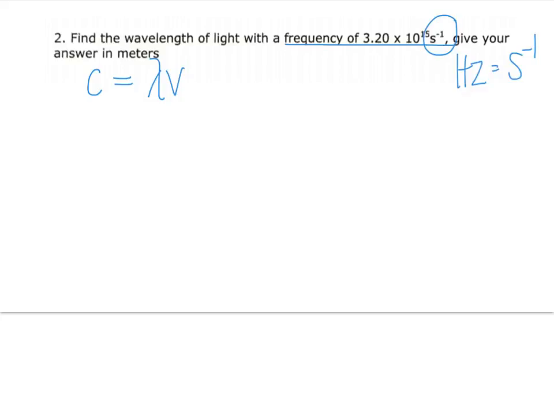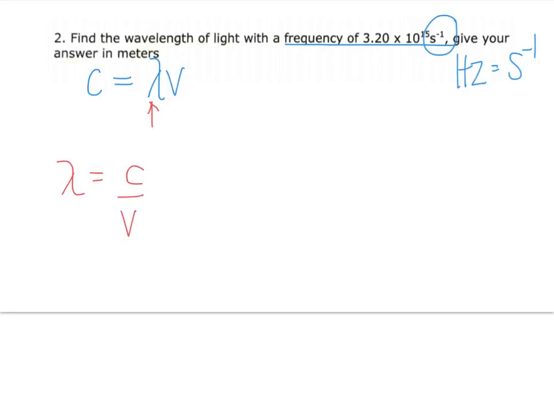All right, so this equation, find the wavelength of light with this frequency of 3.20 times 10 to the 15th second minus 1. I want to remind you that a second minus 1 is the same thing as a hertz, okay? And so we are going to use this equation. We are going to rearrange to solve for wavelength. So we want to solve for this. So we will take wavelength, and we will say that it is equal to c over v.